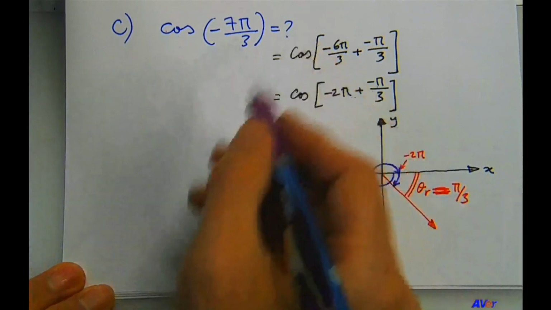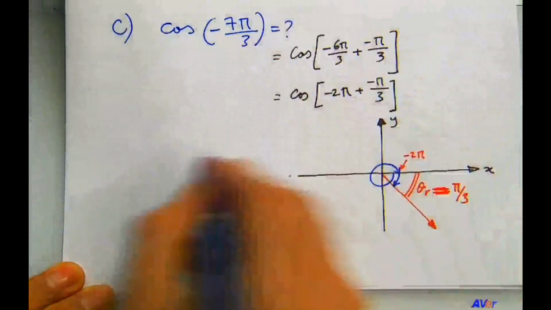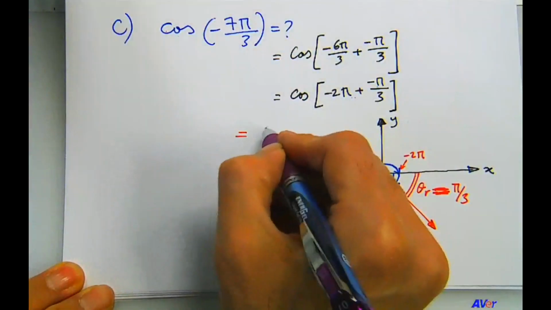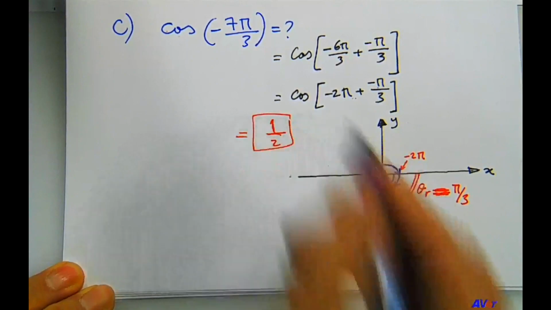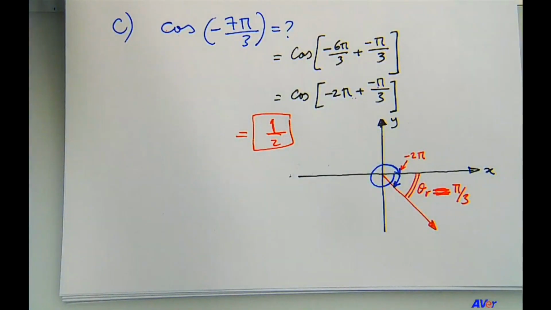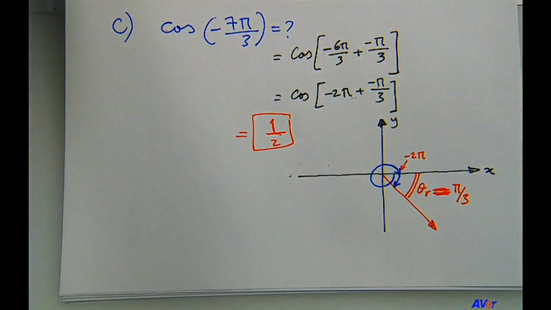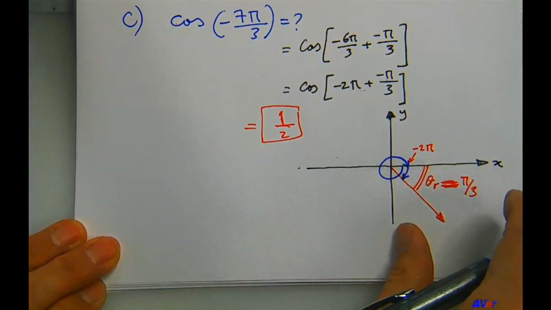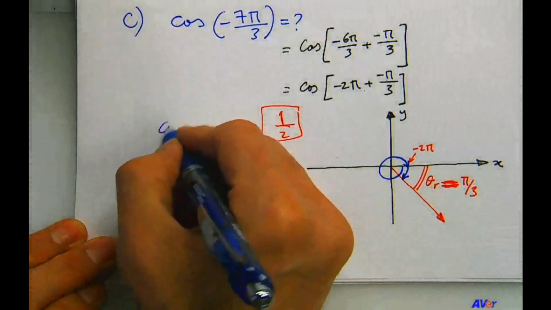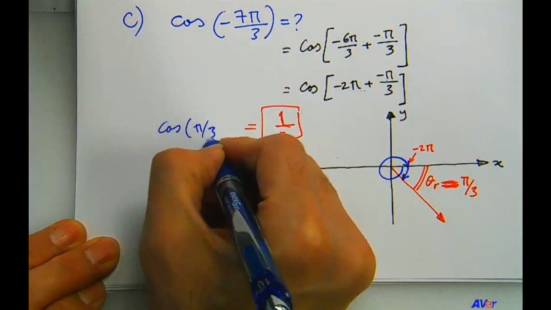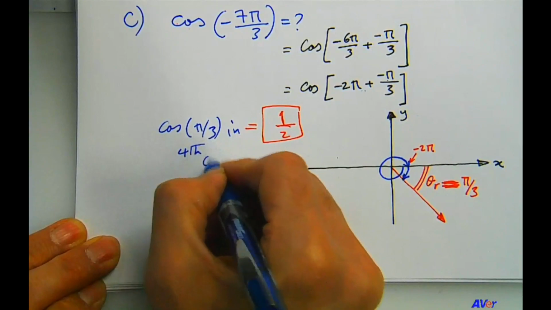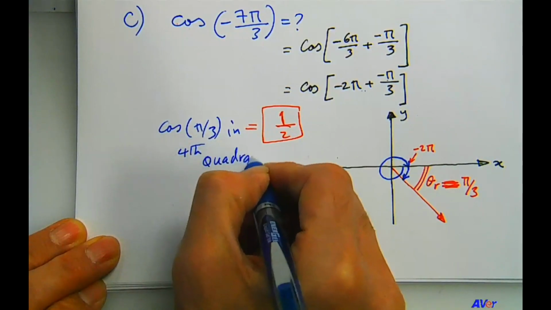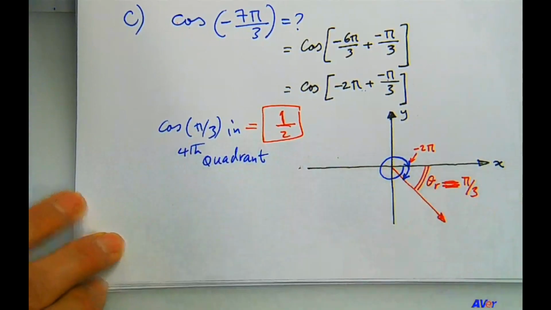So the answer is, where would I want to write this? So here, 1/2. Okay, so this would be cosine of pi over 3 in the fourth quadrant, which is what we have here.